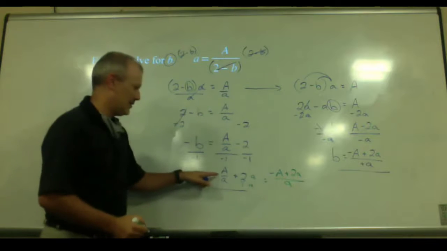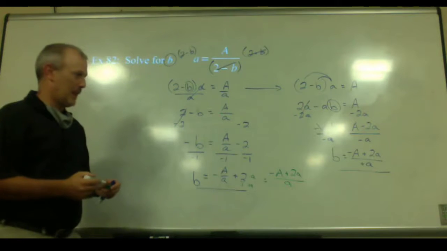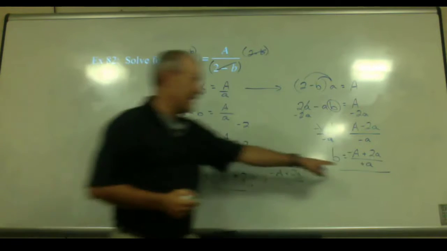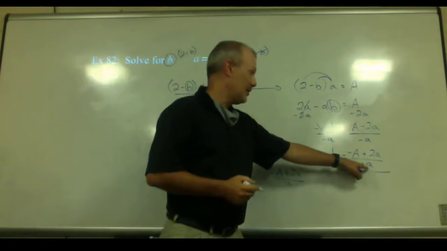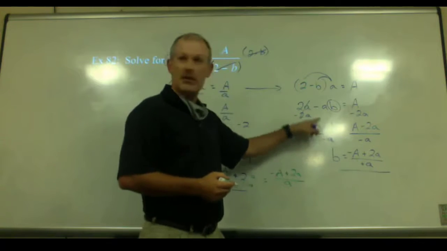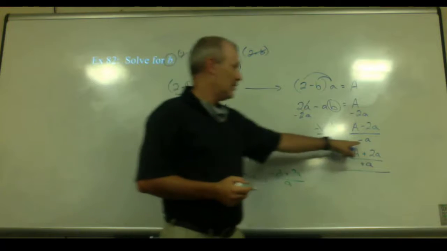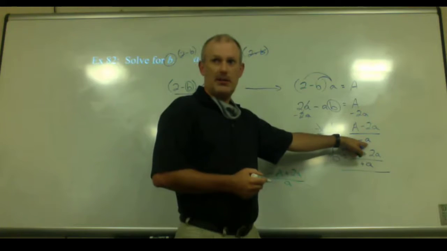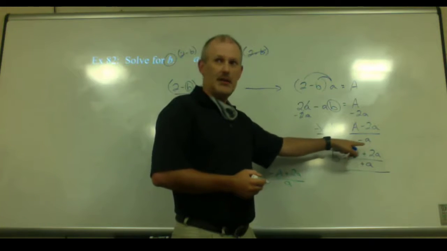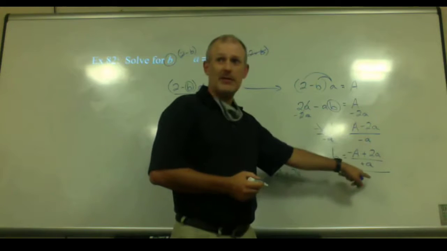Why did you put over a on this side? Over a, right here, because in order to get rid of this a, we had to divide. So we divided. We got that. And then, are you wondering why I changed from a negative to a positive?